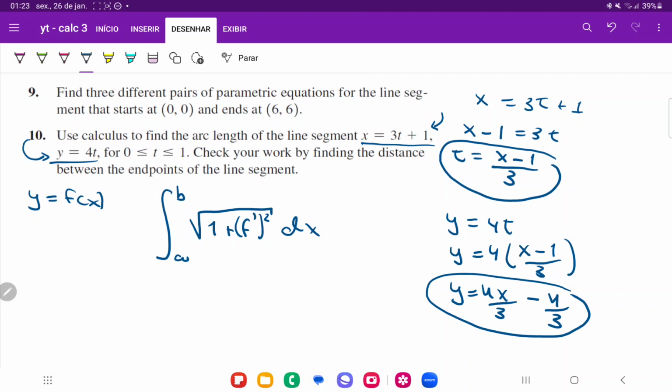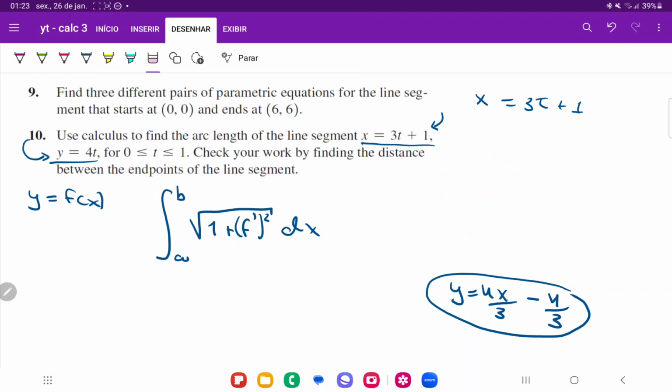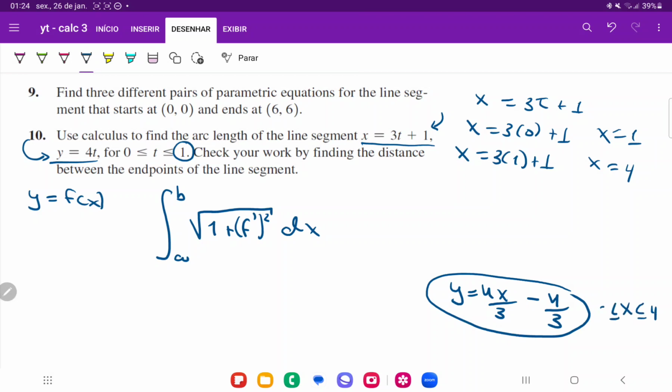And now we just have to put the restriction of t, because remember t goes from 0 to 1. So let me erase all this stuff so that we have some space to work with. If t goes from 0 to 1, let's plug in these values of t to get the restriction of x, because now x is the input. If I plug in t is equal to 0, I get x is equal to 3 times 0 plus 1, so x is equal to 1 for the lower boundary. And if I plug in t is equal to 1, x is equal to 3 times 1 plus 1, so x is equal to 4 for the upper boundary. So we've seen that x is between 1 and 4.